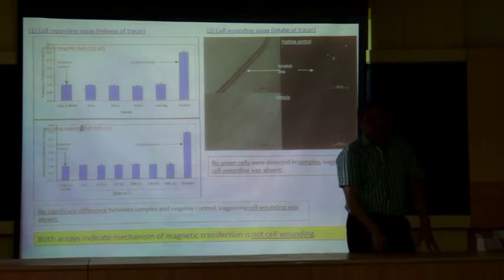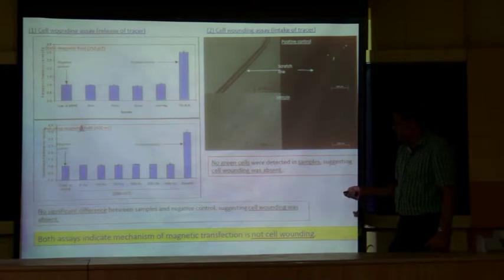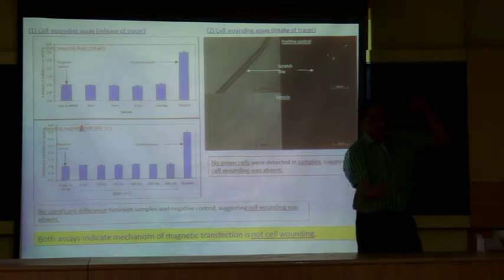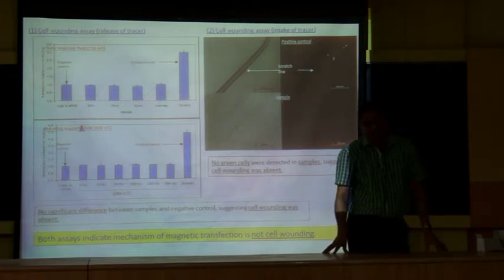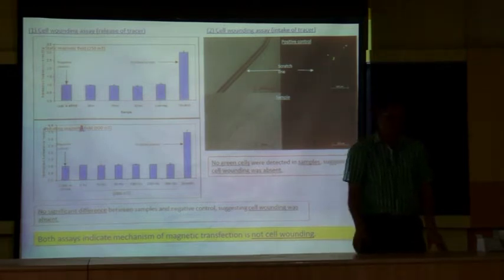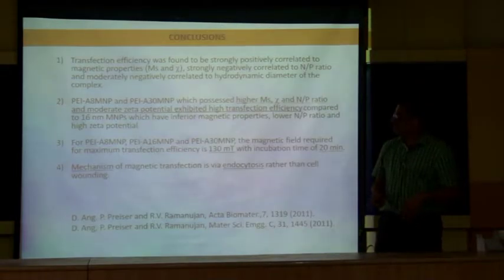Initially we thought that it would wound the cell, that it would just go right through. But when we did the investigation, we found that cell wounding is not the mechanism. The mechanism is that it comes all the way to the cell quite fast, but then it takes time to cross the cell membrane and achieve transfection. So we now have a good idea of how magnetofection takes place. So that's the gene delivery part of the work.